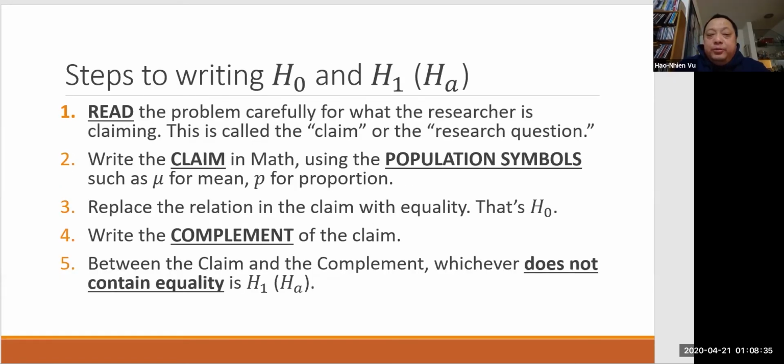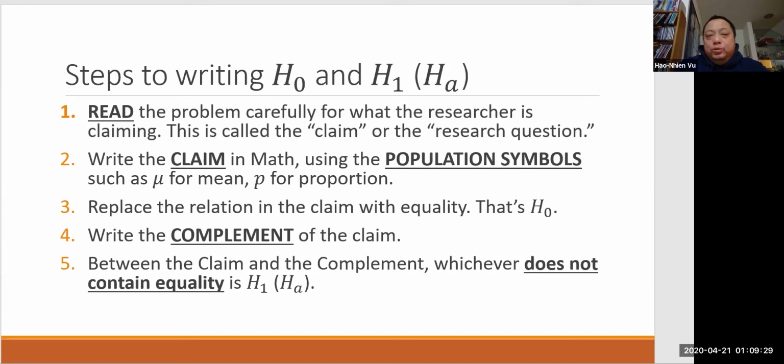There are 5 steps to writing H0 and H1. Step number 1 is to read the problem carefully for what the researcher is claiming. We call it the claim or the research question. Step 2, write the claim in math form using population symbols for the parameters, such as mu for mean, p for proportion, sigma for standard deviation, etc. In step 3, we're going to write H0 by replacing the relation in the claim with the equal sign.